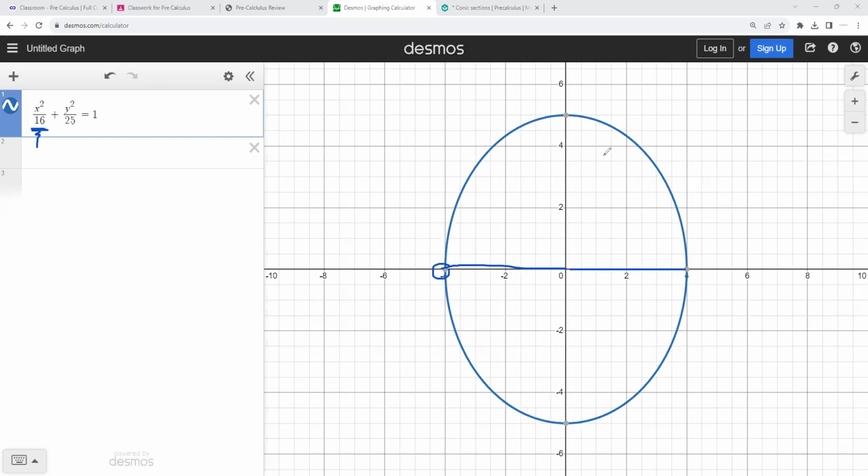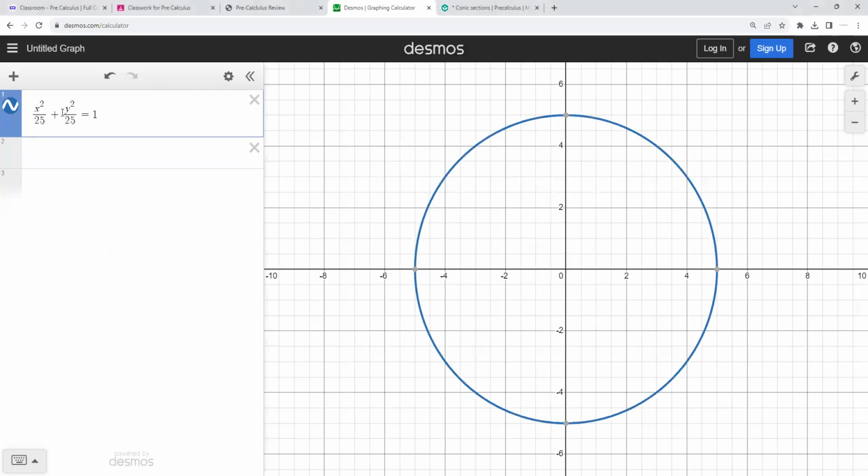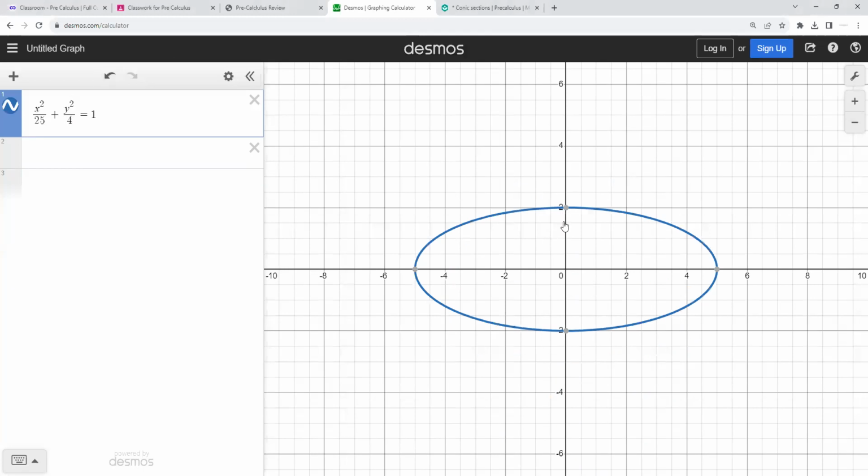It tells you the vertices, right? If you take the square root of 16, you get plus or minus 4. So that's where the co-vertices are, we would call them. The major vertices, or the main vertices, or whatever you want to call it, is the square root of 25, which is plus or minus 5. The reason this is the main vertices is because it's the bigger number. If I were to switch it, this would now be the main vertices, and this would be the co-vertices.